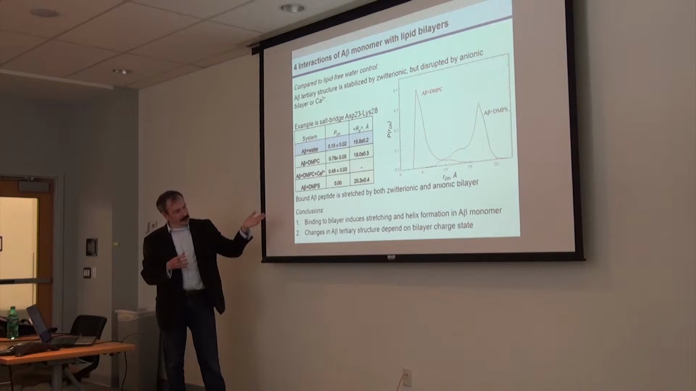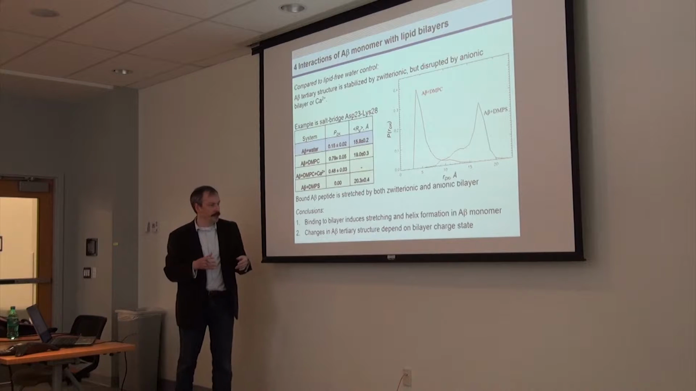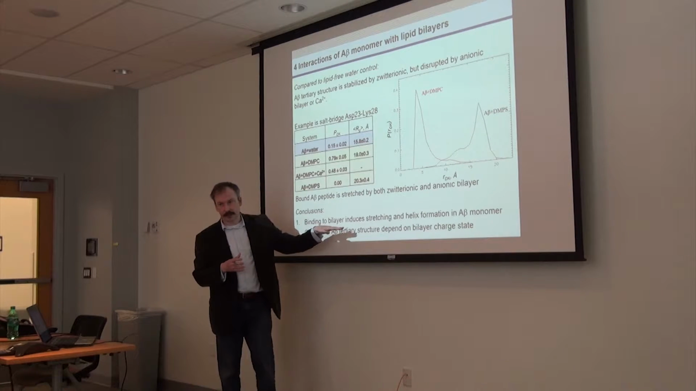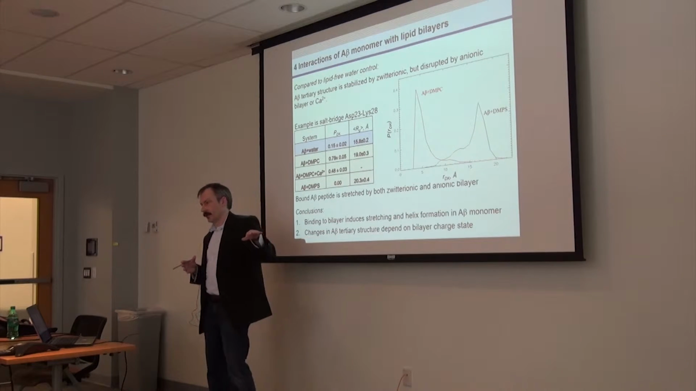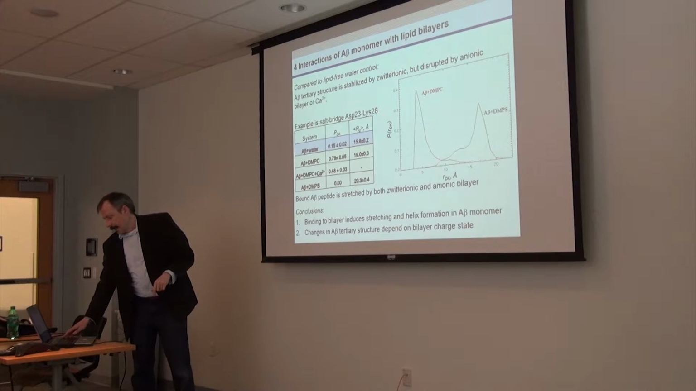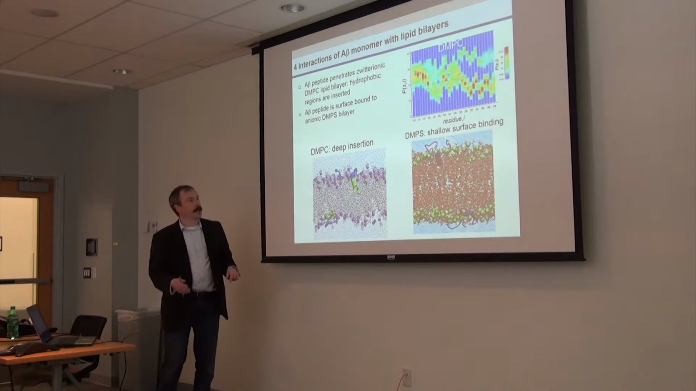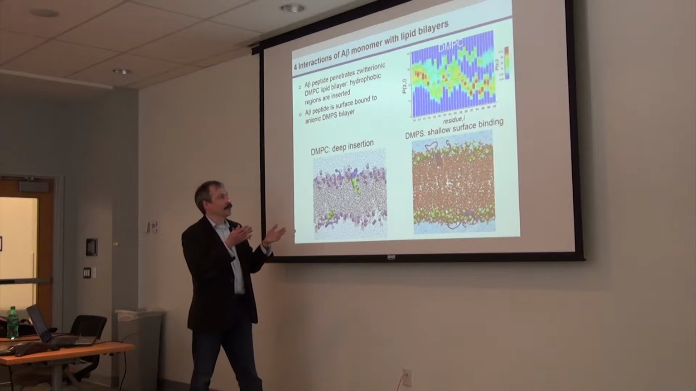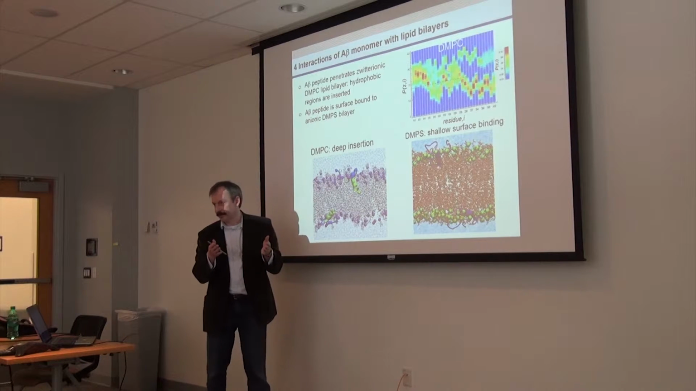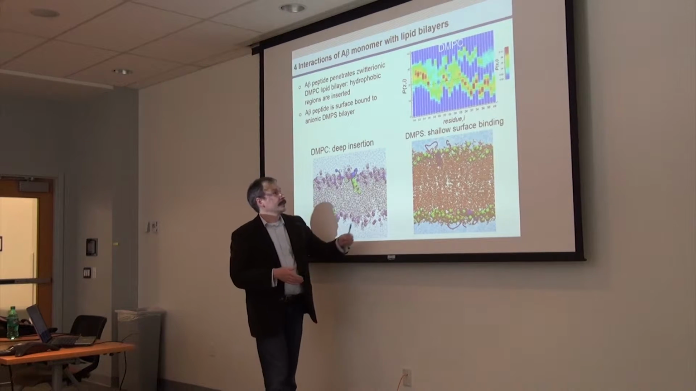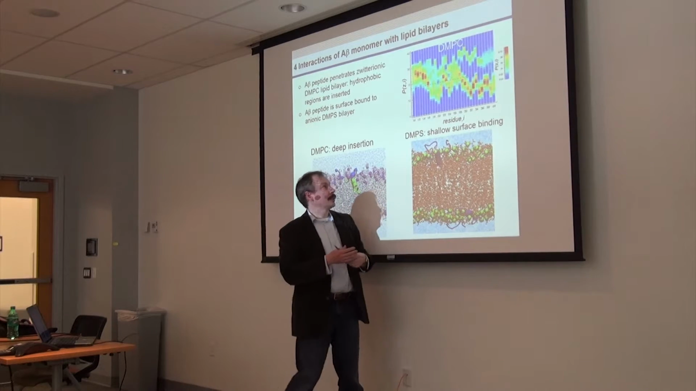So that's why, concluding, it looks like the helical structure appears when the peptide binds to any type of these bilayers, charged or uncharged. But the details of the tertiary interactions really depend on the particular charge state. So if it binds, where is the peptide located in the membrane? This is what simulations can offer you.